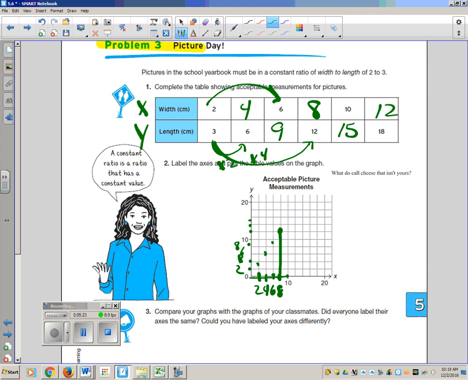12, 14, 15 is right here. And then 10 is right there. Right there. And then the last one is 12, 18. Here's 12. 12, 14, 16, 18 is right there. Draw your line. Connect your graph. It is a constant ratio. Okay? So that's how you use your table, and that's how you graph it.